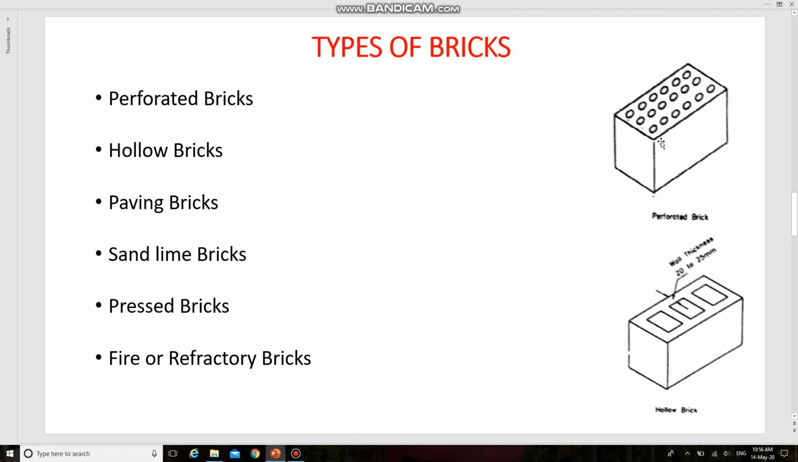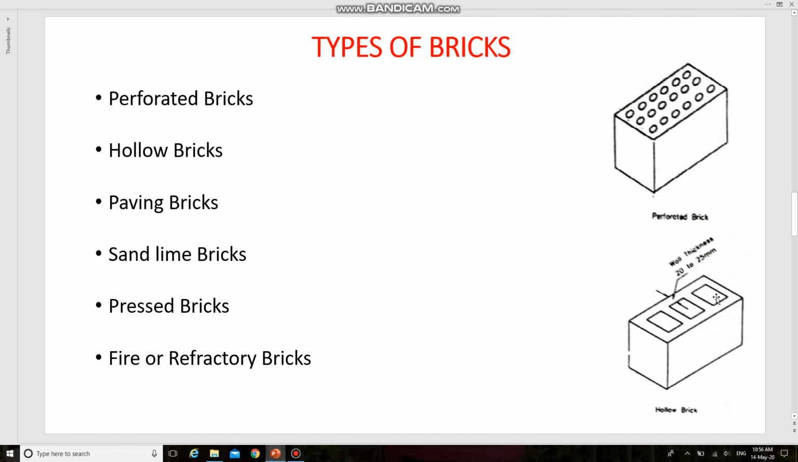So second one is hollow bricks. These bricks have a wall thickness of about 20 to 25 mm. They are prepared from special homogeneous clay. They are light in weight. Hence the transportation cost is less. Also, these bricks can be laid much faster than the ordinary brick. Here also the heat insulation capacity is very high.